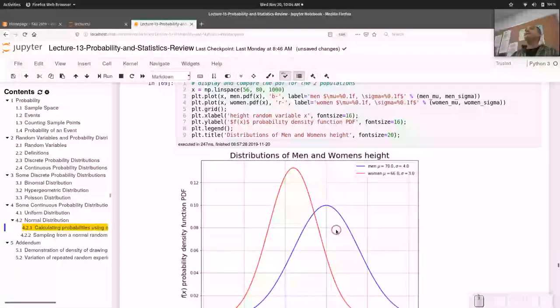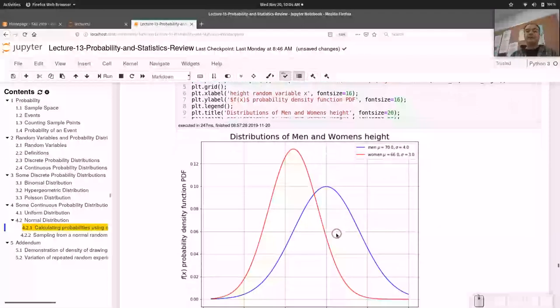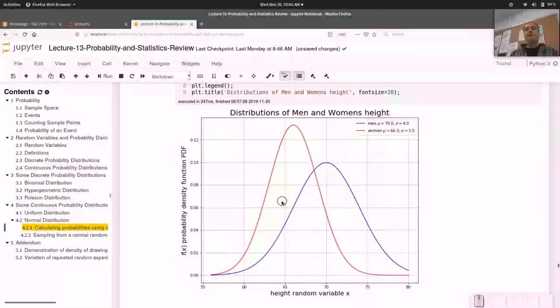If you separate men and women, they have different properties for the normal distribution. Men on average have a height of 70 inches with a standard deviation of 4. And women have on average a height of 66 with a standard deviation of 3. I think if you look that up, those aren't quite right, so the real values are a little bit different, but something like that. If you plot those, they look something like this. So this gives you the probability distribution of men's and women's heights, right?